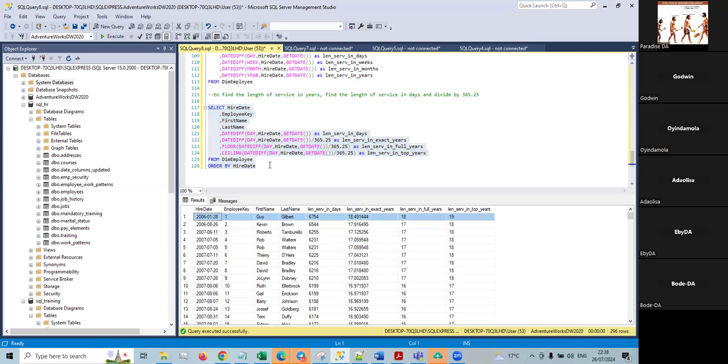But assuming that you were given the question: find the name and length of service of the longest serving employee in the organization.